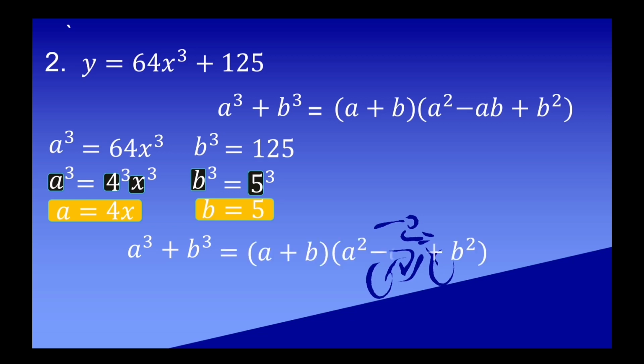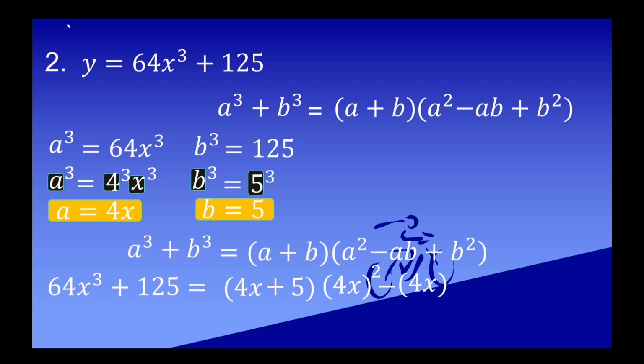Then the formula for the cubic functions, that is our given for the cubic function. So let's substitute all the a and b. After resulting the a, that is 4x, and b, that is 5. So a is 4x plus b is 5. Then multiply by the quantity: a is 4x raised to 2, minus the product of a and b, the a is 4x and b is 5, plus b, which is 5 raised to 2.